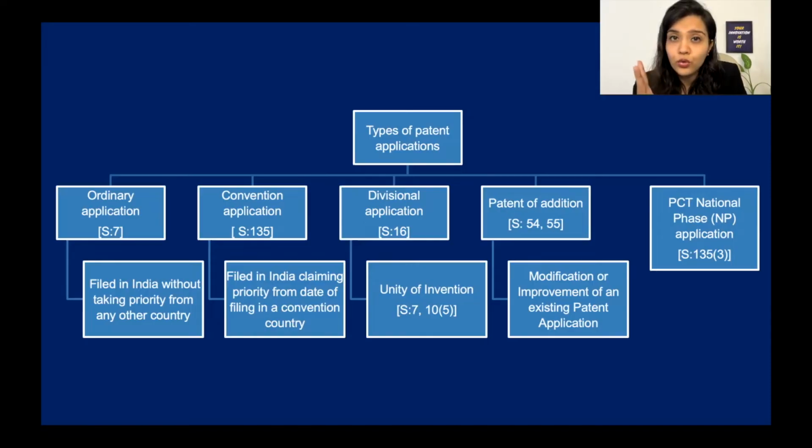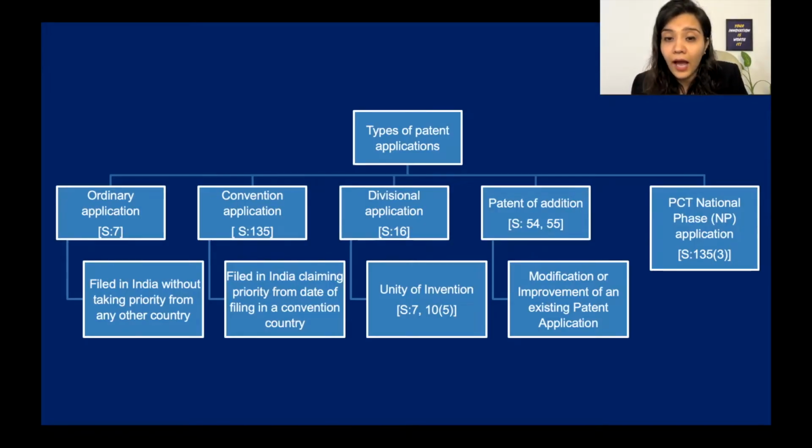So if I have two inventions in one patent application, there are again two options. One option is the controller will ask me to divide my application into two separate applications, or I on my own can ask the controller that I want to divide my application into two separate inventions. But that needs to be done.